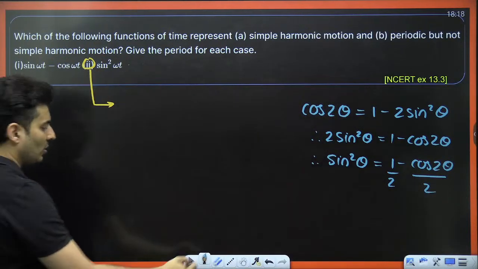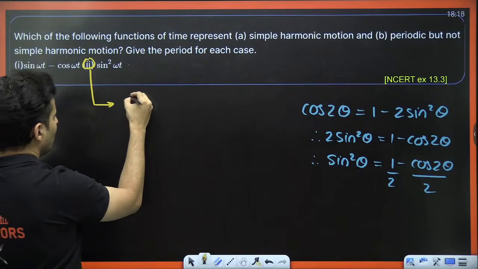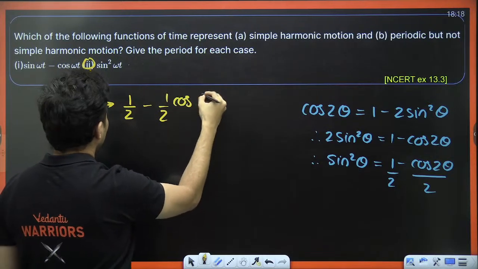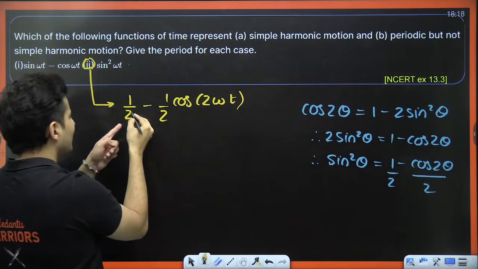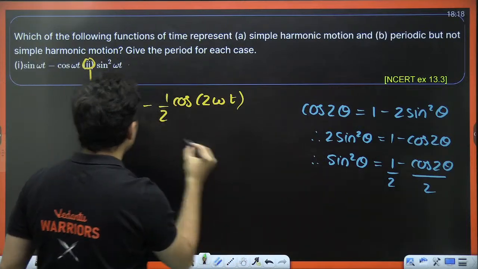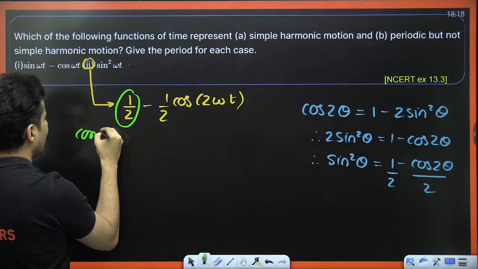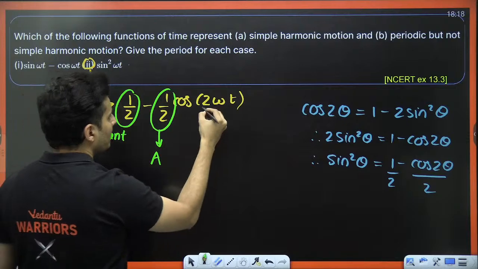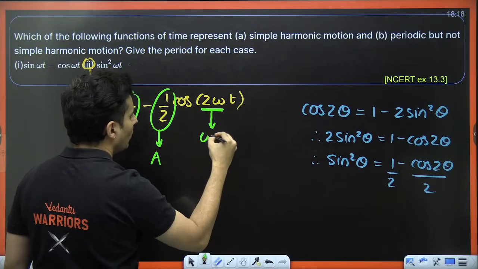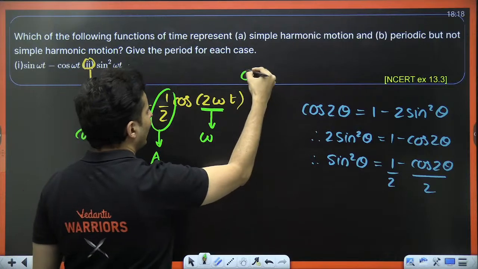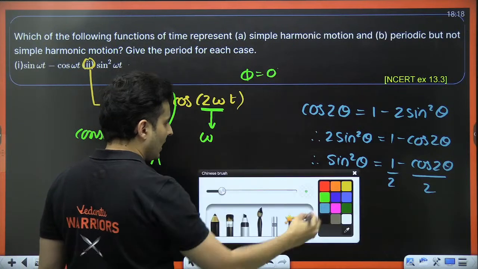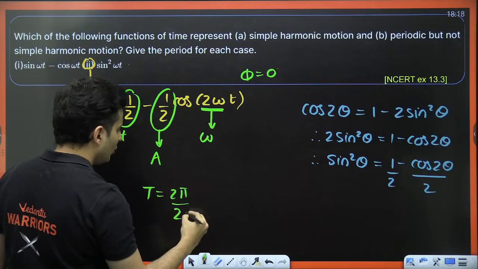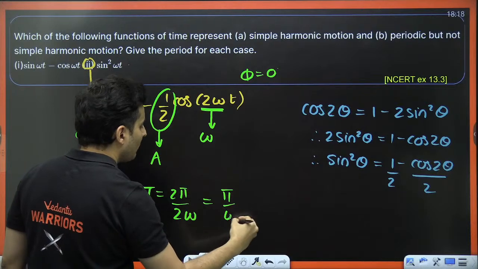So use the same logic over here. You will be getting half minus half cos 2 omega t. This is just some constant, that's okay. This is basically some constant, that's perfectly fine. This is like your amplitude. This over here is your omega, and there is no phi over here. Phi is basically 0. So therefore, I can say that the time period is 2 pi by omega. Omega over here is 2 omega. So the time period is pi by omega.